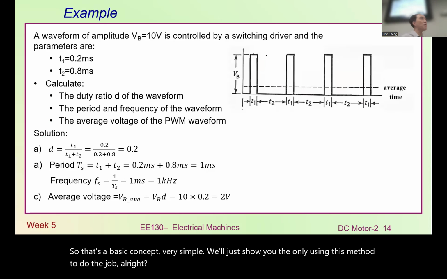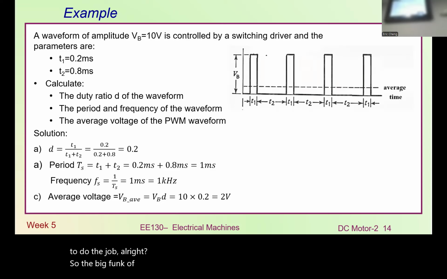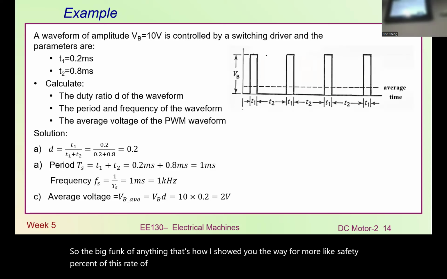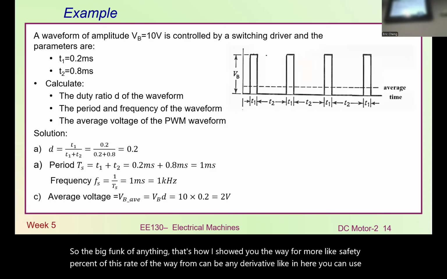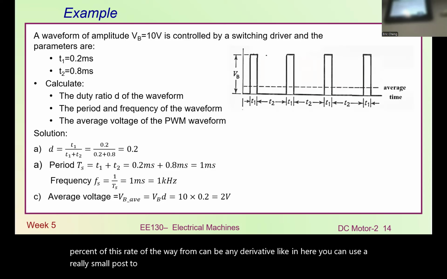So the waveform can be anything. Just like I showed you, the waveform looked like about 60% duty ratio, but the waveform can have any duty ratio. Like here, you can use a really small pulse to control voltage. If you want a low voltage, maybe you want to brake the motor, you can use a really low voltage like this. Even a tiny duty ratio is okay.